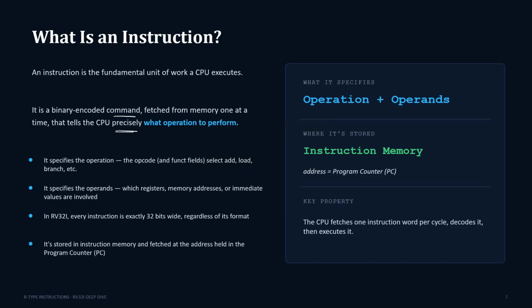In RV32I, every instruction is exactly 32 bits wide regardless of its format. We are going to have different kinds of instructions, and I will let you know which ones, but whatever they may be, your instruction size will be only 32 bits wide. This instruction is stored in instruction memory and fetched at the address held in the program counter, which we also discussed in our previous sessions.